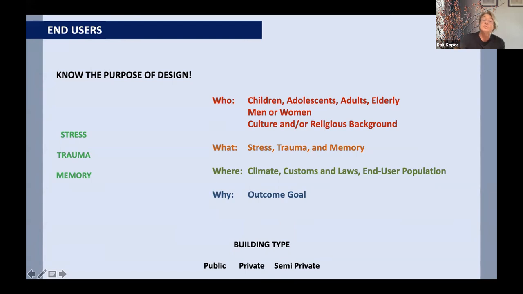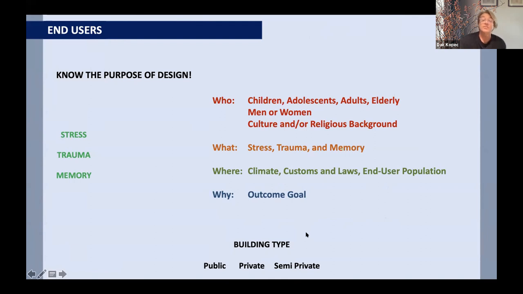Men and women also experience the world differently. And then there are culture and religious backgrounds that will be a mediator. So it'll come into effect in the way that we're going to experience that environment. Now for us today, we're going to be talking about stress and trauma and then that relationship to memory. Now, part of this is going to take a look at the climate. What is the relationship between the climate that we have, some of the customs and the laws, and then what is the outcome goal? What is it that we want to do?